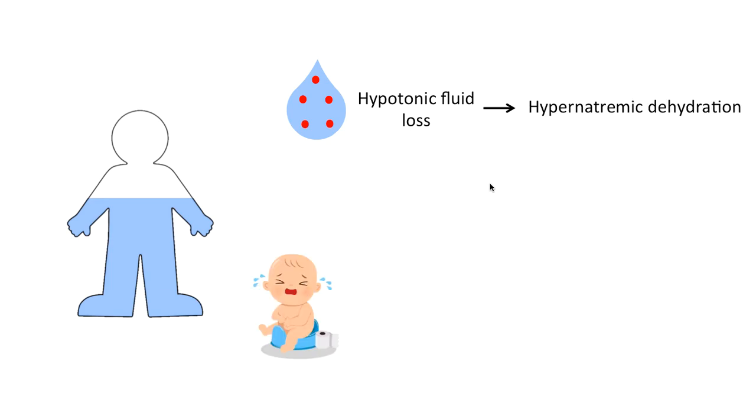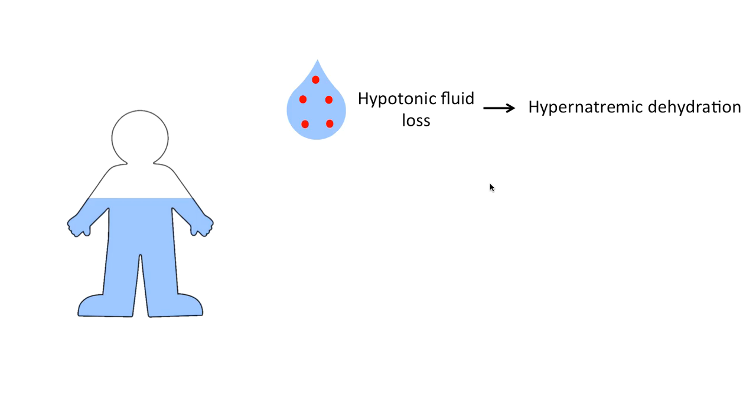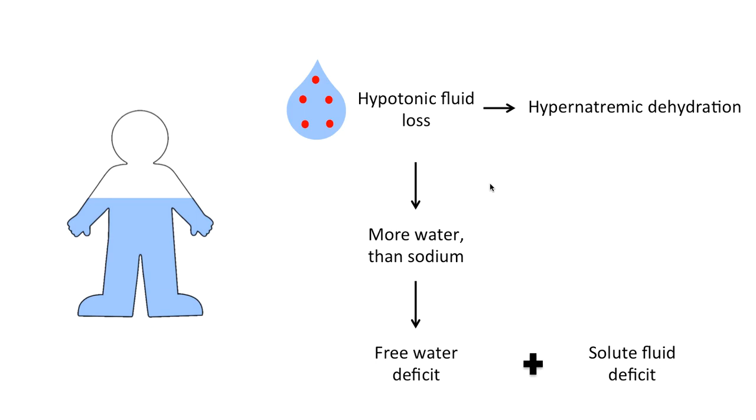This hypernatremic dehydration could be because of diarrhea, vomiting, excessive sweating, or even polyuria. But the cause is not important. What is important is that the patient has lost more water than sodium. Or in other words, we can say that the patient has lost more free water. Of course, this patient has lost some solute also, but it is always more water than solute in a case of hypernatremic dehydration.